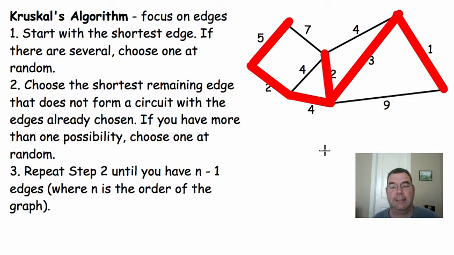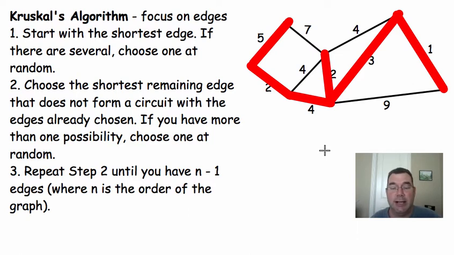Okay, and I use that one. And if I count my edges, I've got 6 edges. So now I'm done. And as you can see, every vertex has been connected to the graph using one edge or another. This graph is connected. I can get from one vertex to another.